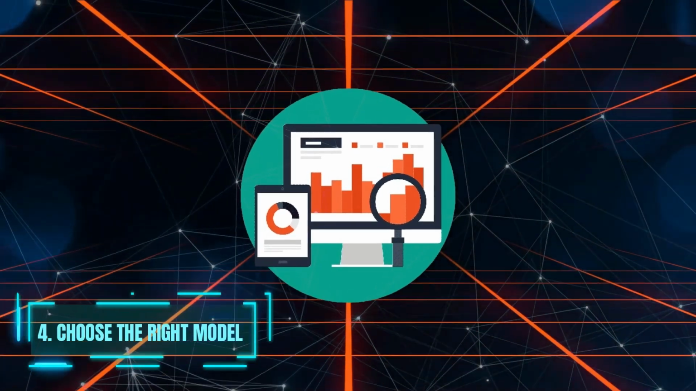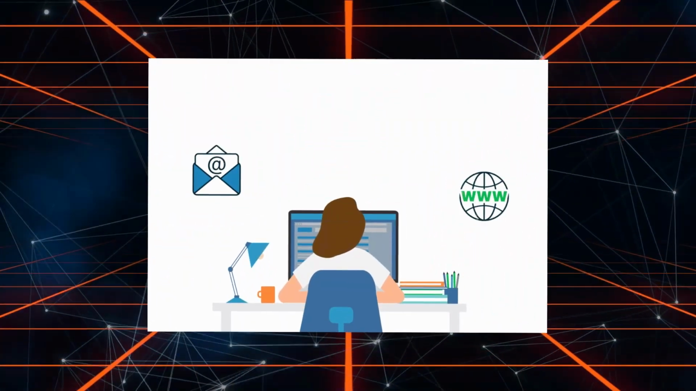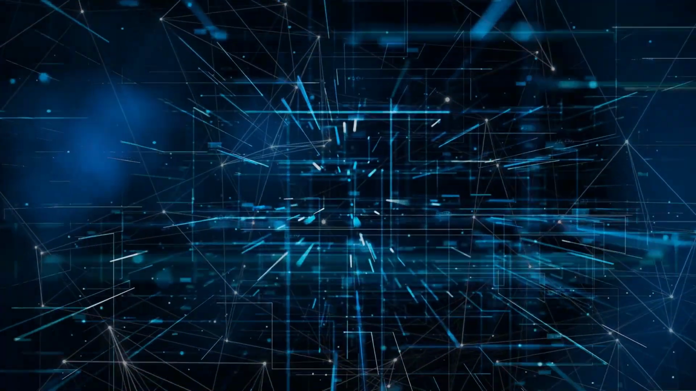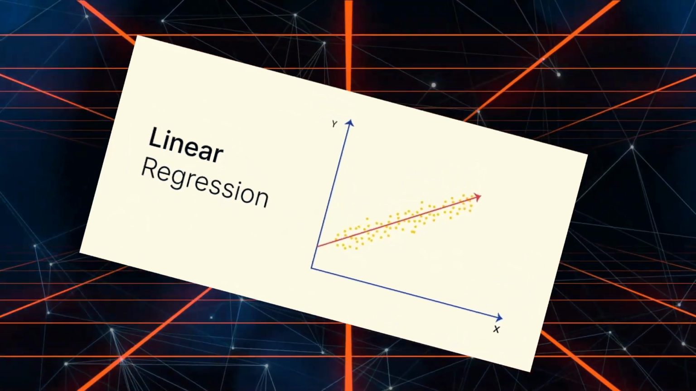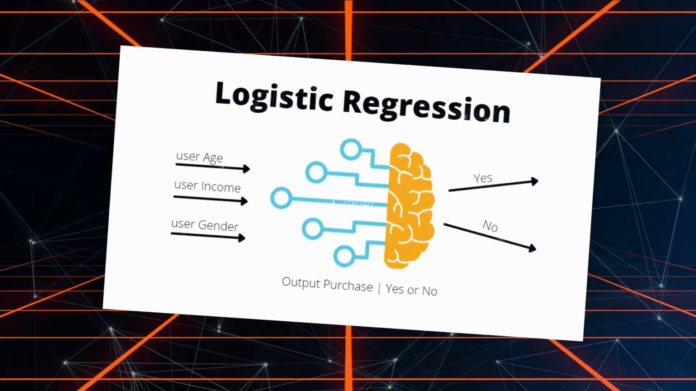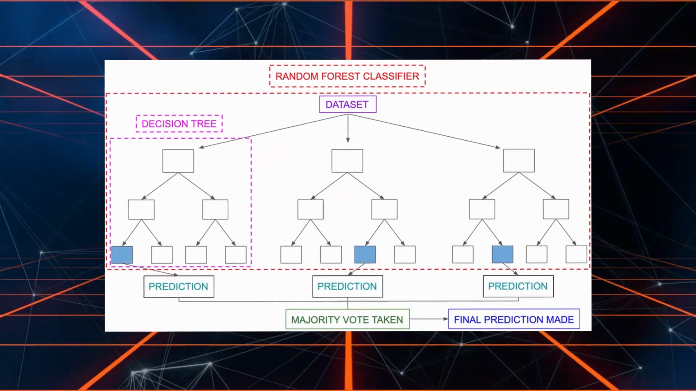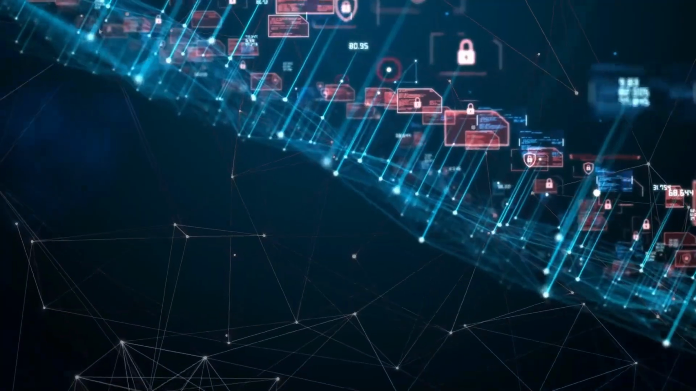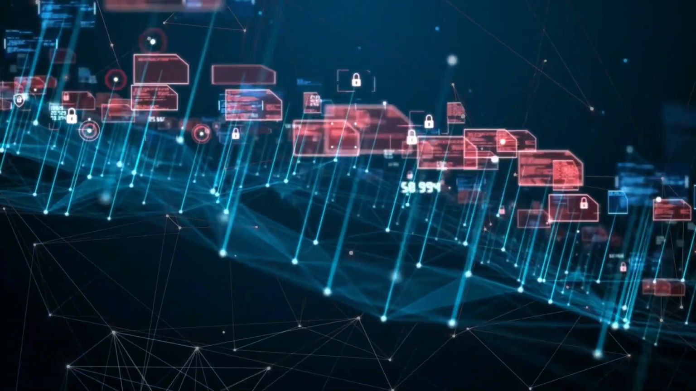4. Choose the right model. Choosing the right model depends on the nature of your problem. Here are some common types of models and their use cases. Linear regression, for predicting continuous values. Logistic regression, for binary classification problems. Decision trees and random forests, for both regression and classification tasks. Neural networks, for complex tasks involving image or speech recognition.